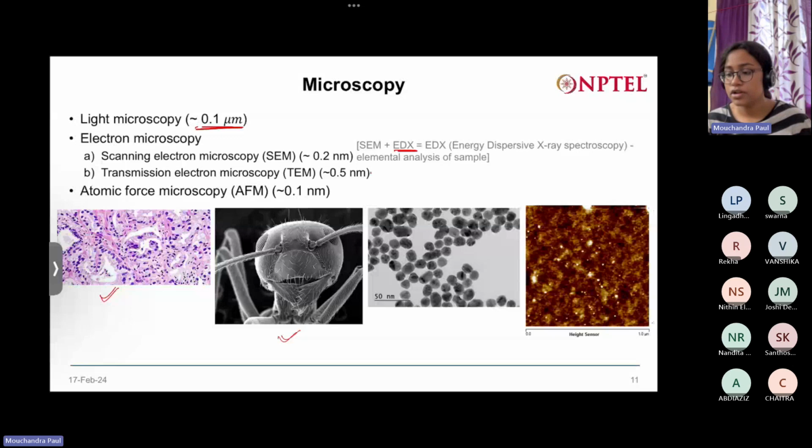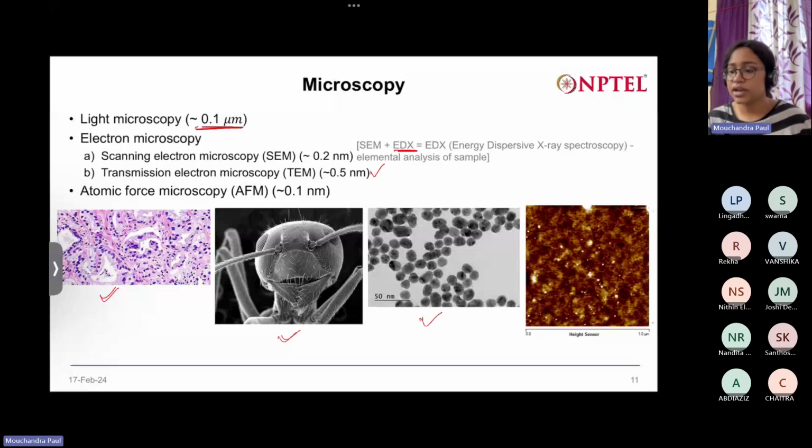Then TEM, also called the transmission electron microscope. Here, the electron beam basically transmits through the sample, and whatever electron beam we get from the other end, we collect it to get the information. This particular image is a TEM image of nanoparticles, which are of very small size, a few nanometers. It is more appropriate for getting images of nanoscale structures.